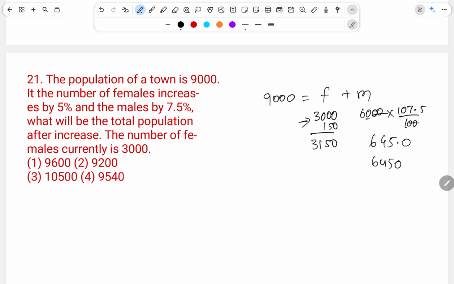Now the total number is 3150 plus 6450, which gives 9600.